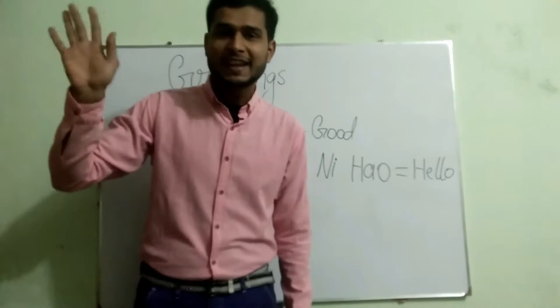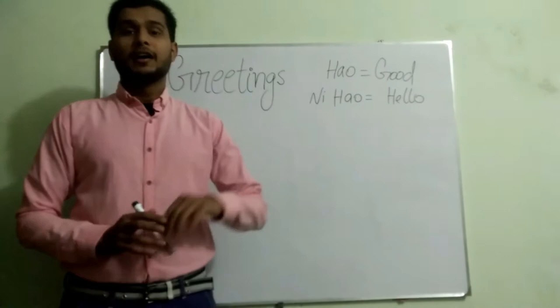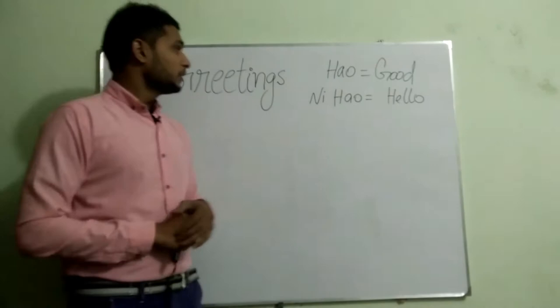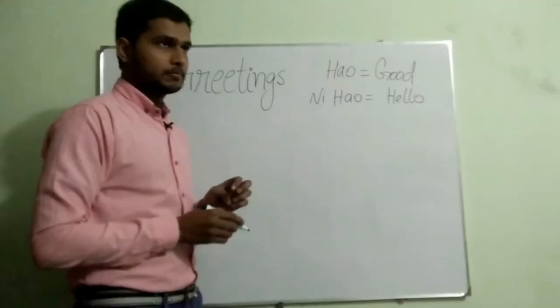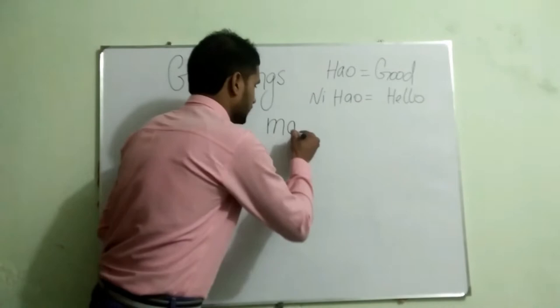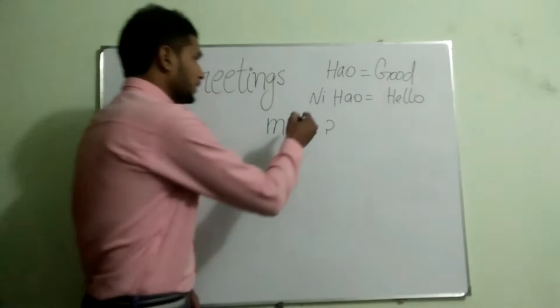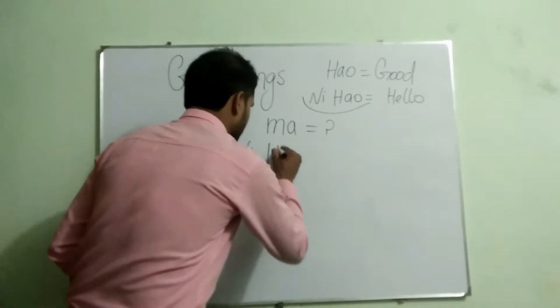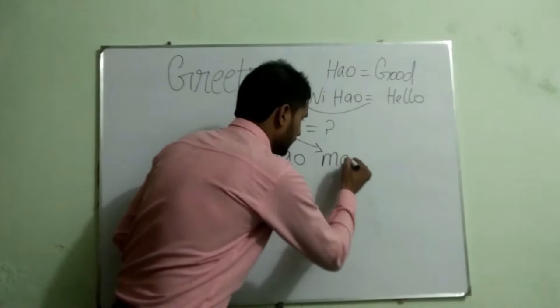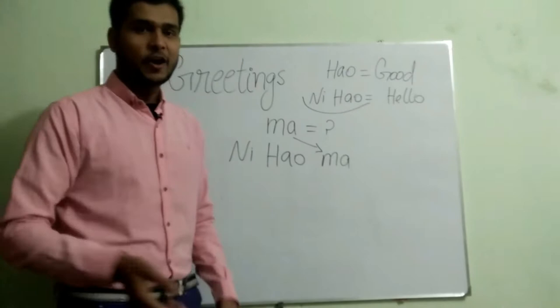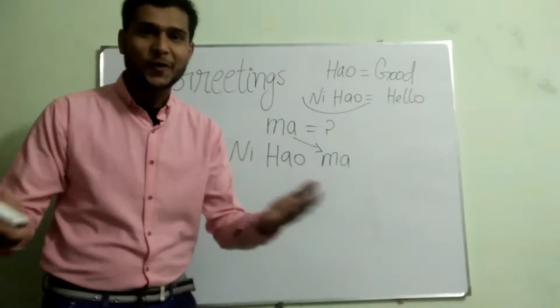Guys, you know that after saying hello, we say how are you, how do you do. So now we will learn how to say that in Chinese. Now we will see ma. It's a question particle used for asking questions whose answer is either yes or no. If I take ni hao and put this ma here, it becomes ni hao ma, and its meaning is how are you.